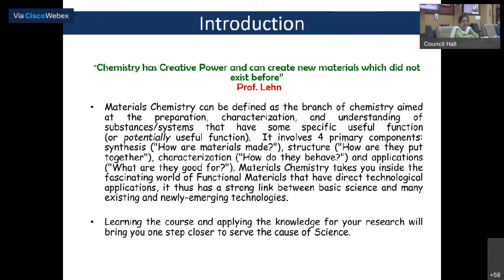So material chemistry is a very important subdiscipline of chemistry, which studies the chemical nature of materials. It involves 4 primary components: synthesis, like how we are making the materials; the structure, how are they put together, how are atoms and molecules arranged; characterization, how do they behave; and applications, are they good for anything or not. So material chemistry takes you inside the fascinating world of functional materials that have direct technological applications. It offers a strong link between basic science and many existing and newly emerging technologies.